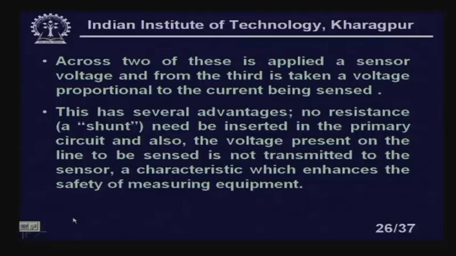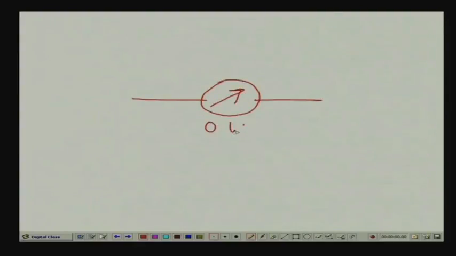These have several advantages. No resistance or shunt is needed, because for typical measurement of large current like 500 amperes or 1000 amperes, we use a shunt. Shunt is a basic principle all of you know from the first year classes. I have an ammeter, suppose it can measure only 0 to 1 ampere, but I want to measure 100 ampere.